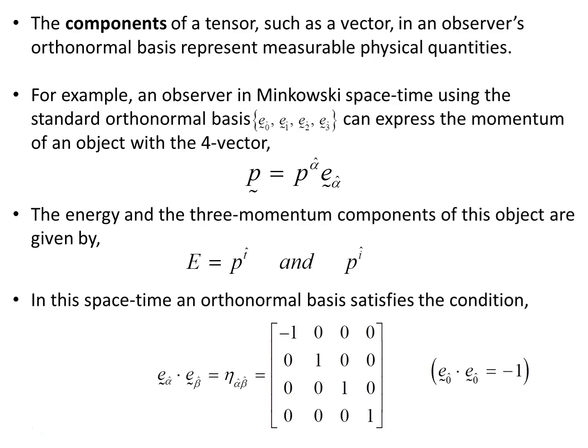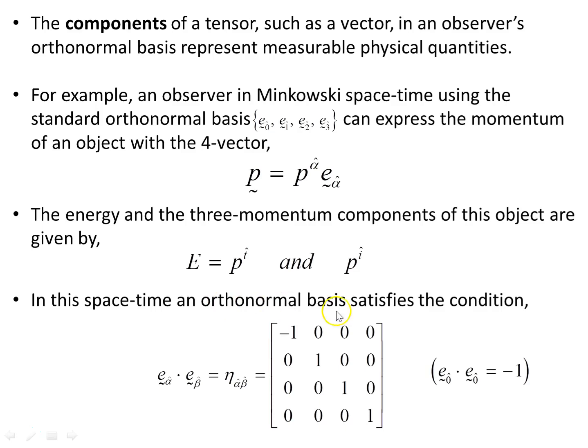For example, an observer in Minkowski space-time using the standard orthonormal basis can express the momentum of an object with the four-vector in terms of these orthonormal basis components and orthonormal basis vectors. Now the energy and the three-momentum components of this object are given by: the energy is p^t-hat, the time component in the orthonormal basis, and the spatial components here.